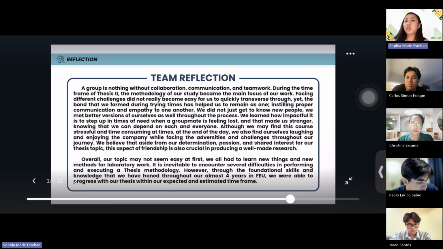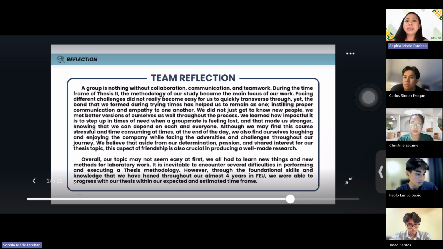Although we may find this course stressful and time consuming at times, at the end of the day, we also find ourselves laughing and enjoying the company while facing the adversities and challenges throughout our journey. We believe that aside from our determination, passion, and shared interest for our thesis topic, this aspect of friendship is also crucial in producing a well made research.